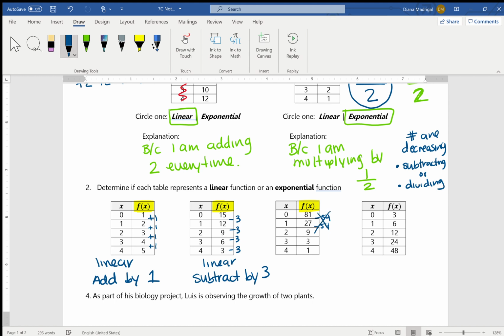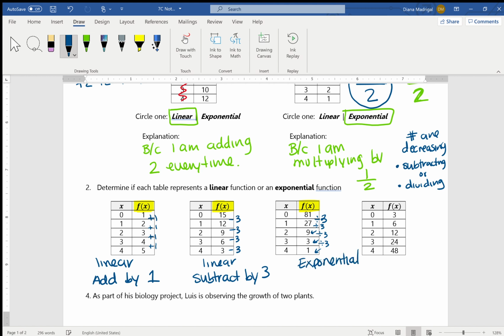This doesn't work. That means that the other option I have is dividing. What am I going to be dividing by? I usually just start with the number 2. If it works with 2, then I got the answer. But if not, I keep going with 3, 4, and so on. For example, 81 divided by 2 gives me 40. That didn't work. 81 divided by 3 gives me 27. So I'm dividing by 3 because it gave me 27. Let's keep trying. It has to match all the numbers. 27 divided by 3 gives me 9. Good. 9 divided by 3 gives me 3. And 3 divided by 3 gives me 1. So my answer for this is exponential.